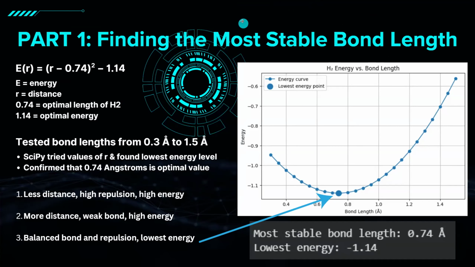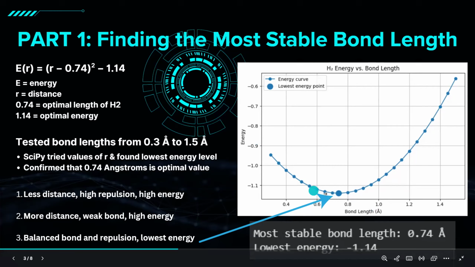And this is proven to be that, but to use code to actually prove that, I tested different bond lengths from 0.3 to 1.5. And so the package that I imported, scipy, tried those R values, found the lowest energy levels, and then it confirmed that 0.74 was actually the optimal value for H2 for it to be stable. And I generated this graph.